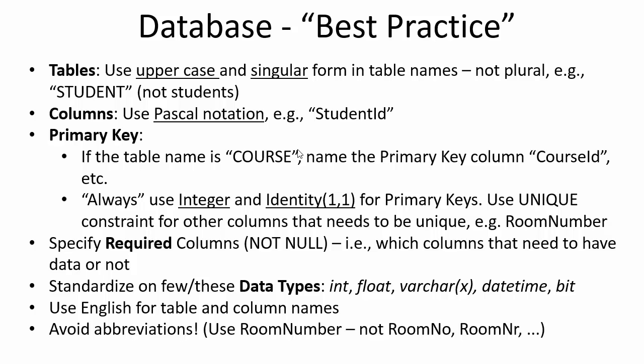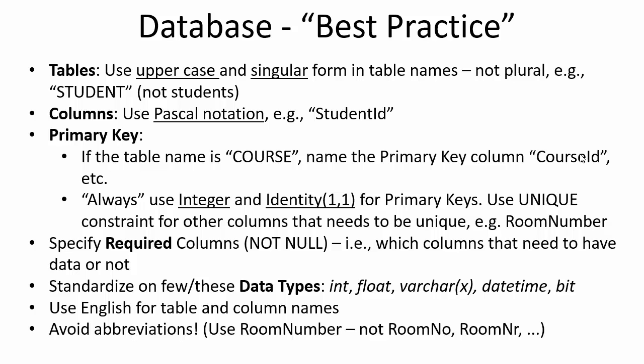Here are some best practice examples of how to design and implement the tables and the columns inside. So for tables, it's a good practice to use uppercase and singular form. For instance, like this, student and not students. It's also a good practice to use the so-called Pascal notation. For instance, student ID, like this. And also all the tables should have a primary key. So in the course table, you should have a primary key called course ID, etc.